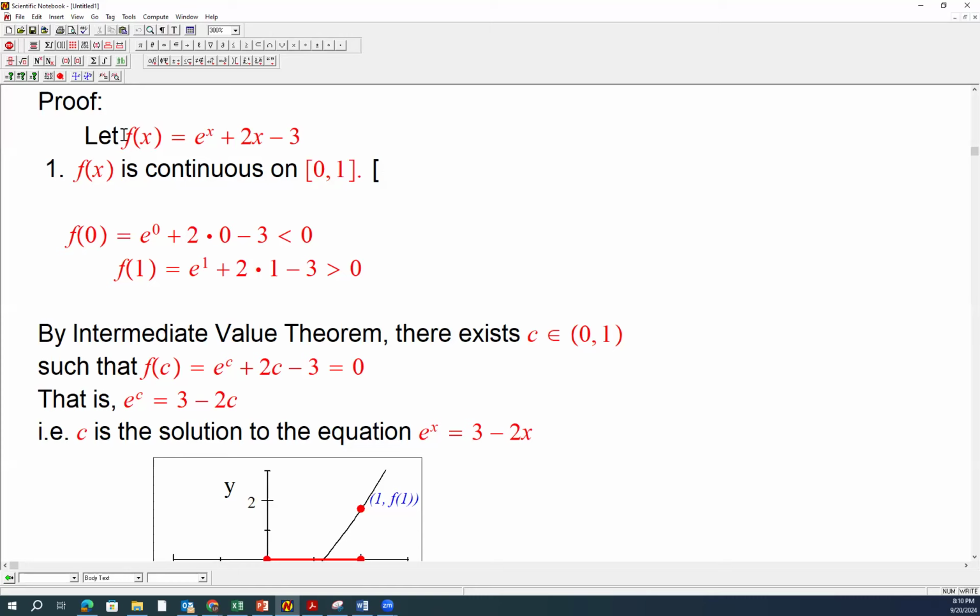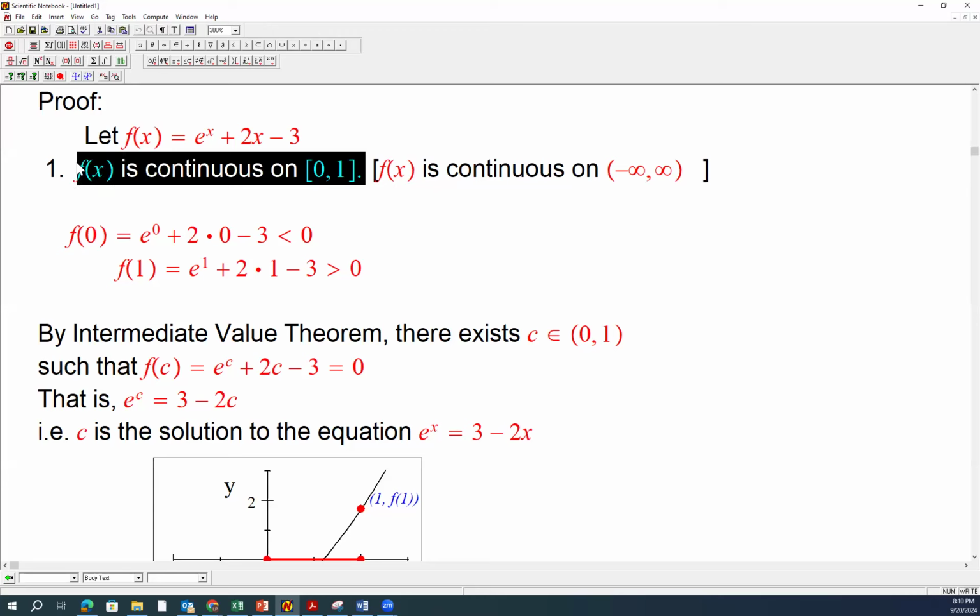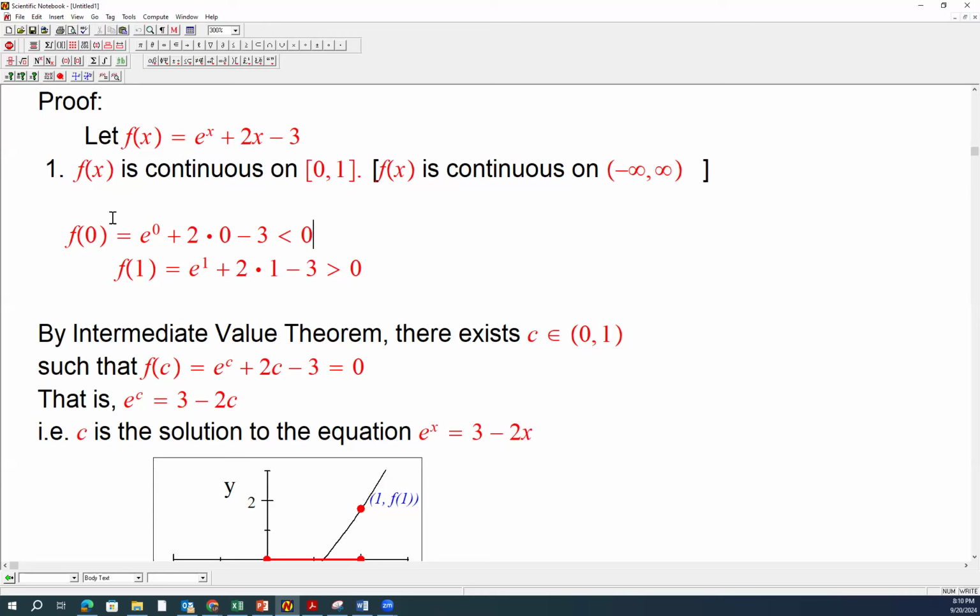Okay, so you can say f of x is continuous on the entire number line, and of course it is continuous on this closed interval. You could say it that way, but it is sufficient just to say that. Okay, it is sufficient to say that.